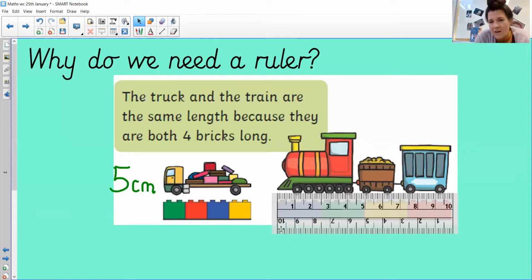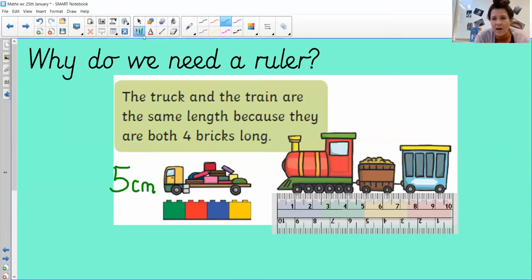Are you ready to help me count how long the train is? Are you ready? So 1, 2, 3, 4, 5, 6, 7, 8, 9, 10 centimeters long. So my train is 10 centimeters long.